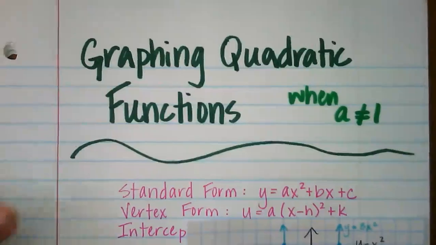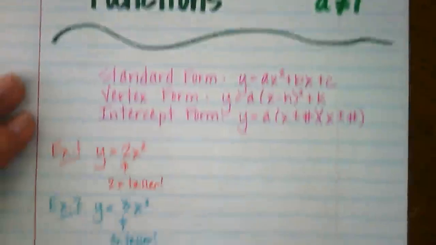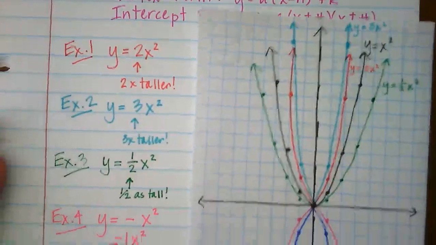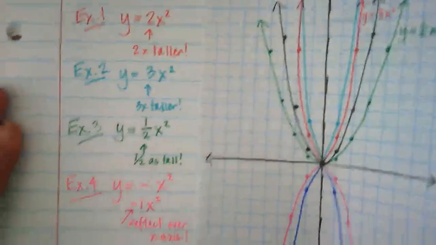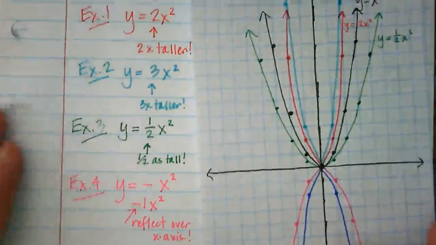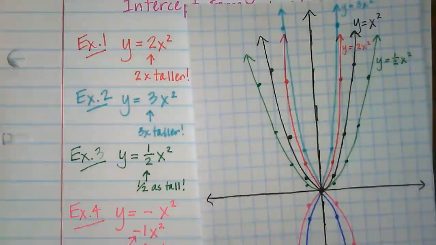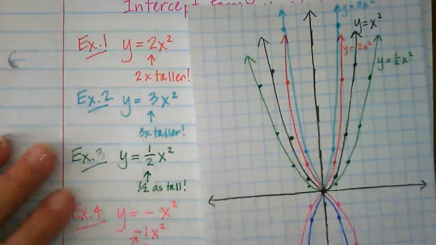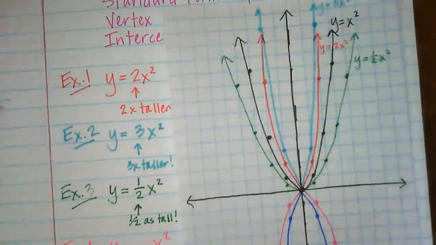This is the second part of graphing quadratic functions when a is not equal to 1. So just to recap, we looked at some different values of a and how it affected the graph of the parabola. So again, the bottom line here, and I'm going to go on to a new page, so I'm going to move my graph over to the side also.